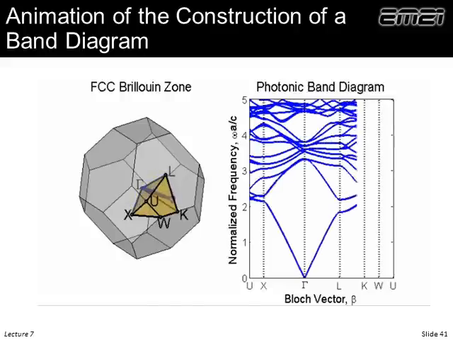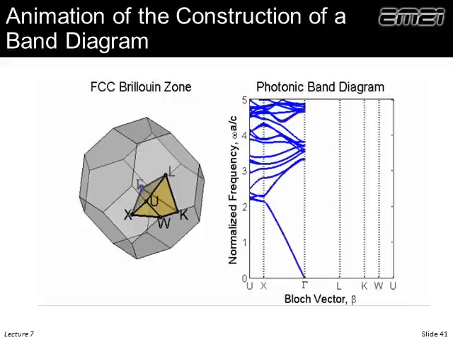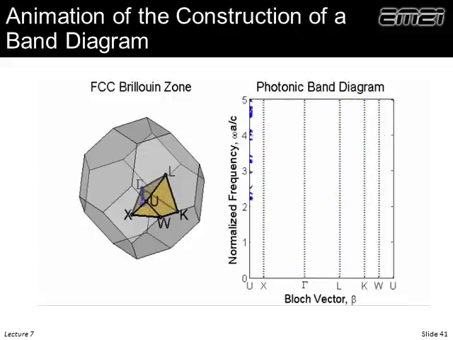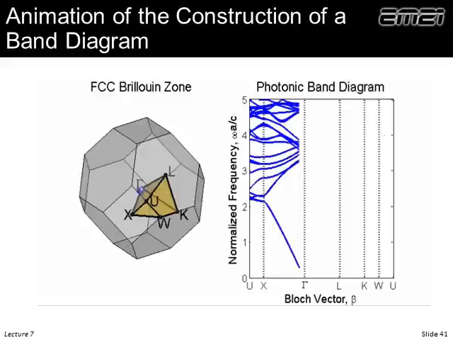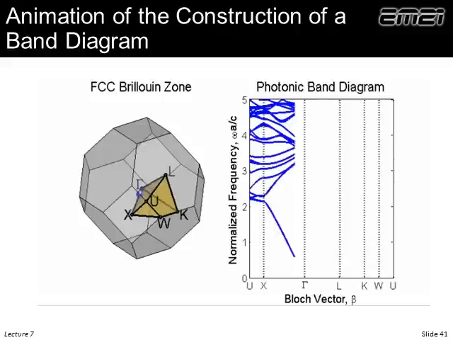So I'll point out a few things. Notice going from gamma to L, that Bloch wave vector is always pointing in the same direction. So in fact, going from gamma to L, we're only changing spatial period. And likewise, I could say going from X to gamma, the same thing. We're talking about waves in the same direction, just changing their spatial period.